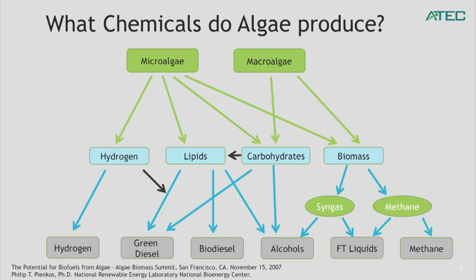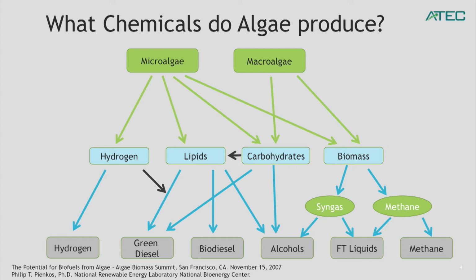And so you can see that the hydrogen can be used along with the lipids to make what's called green diesel. Green diesel is renewable diesel that looks identical chemically to petroleum diesel. You can take carbohydrates and convert those, as the black line, and feed those carbohydrates to algae and make them into lipids, and then those lipids can be made directly into biodiesel, or they can be processed into the green diesel, right? Or they can also be made into other alcohols, and we'll talk about that in a little bit. The biomass can be made into syngas, which is synthetic gas, which can be used to make alcohols.